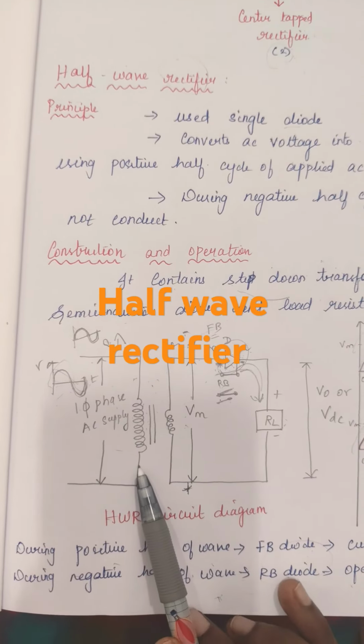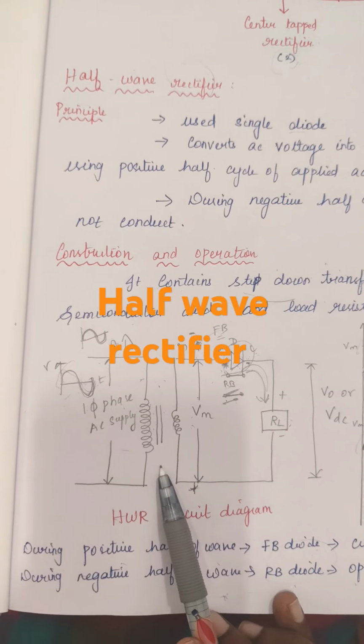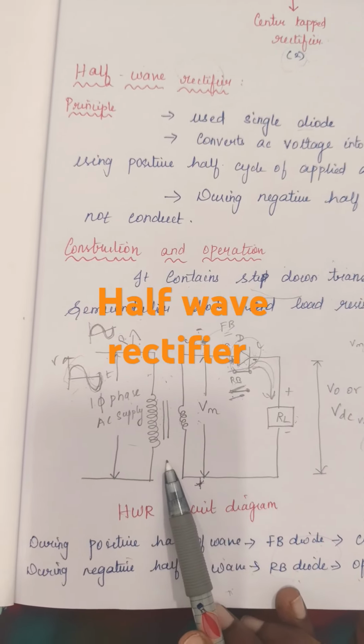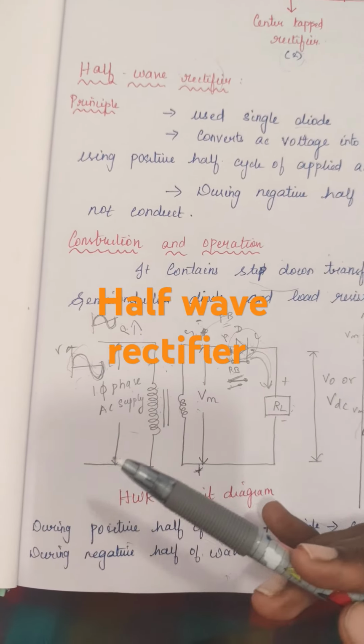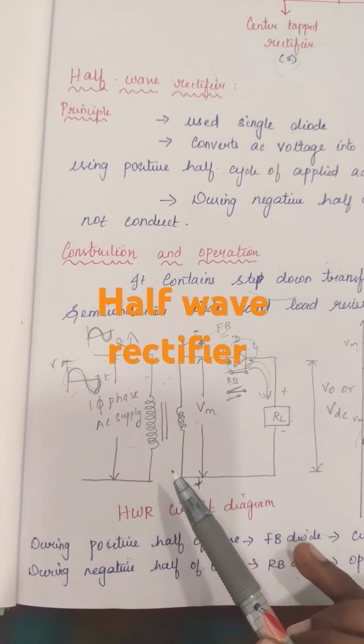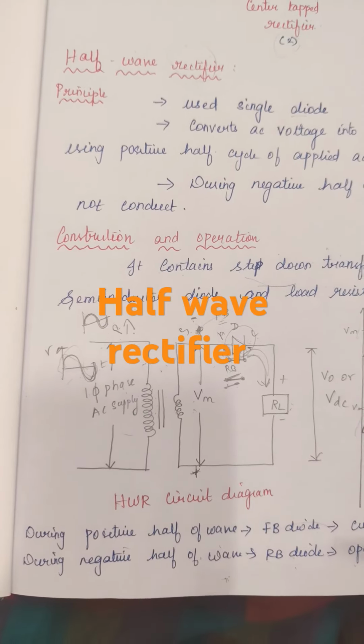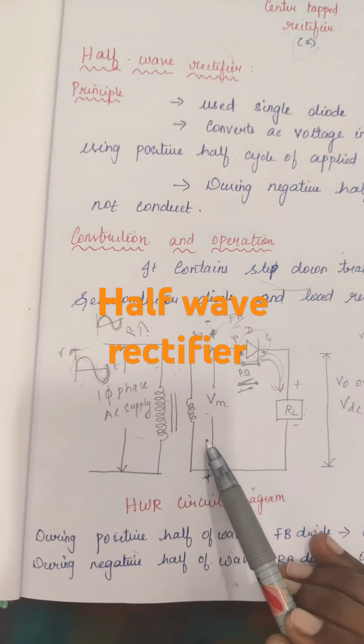Okay, so here see this is a step down transformer. The function of the step down transformer is to reduce the input voltage. If you want to increase your voltage, you have to use the step up transformer. Here your ultimate goal is to convert the AC into DC, right? So you have to reduce the voltage supply. That's why you are using the step down transformer.